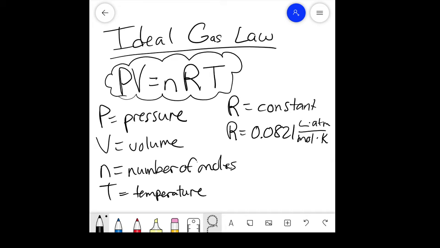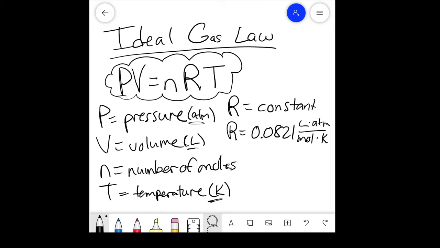You will see that the unit on the end is a little crazy, but that's to make sure everything cancels out. To make sure everything cancels out, pressure has to be in atmospheres, volume has to be in liters, moles has to be in moles, and temperature, as always, has to be in Kelvin. That's just something you're going to remember when you're using the ideal gas law.